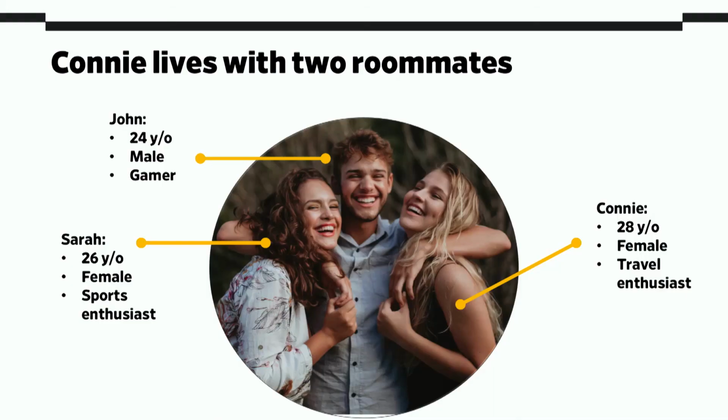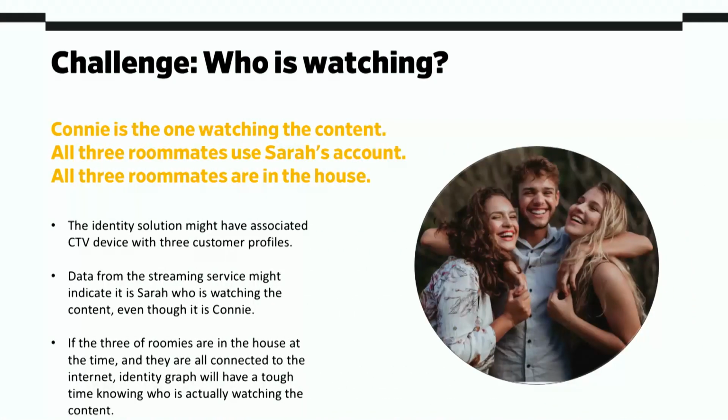It's because connected television and usually OTT streaming is done at a household level, not at an individual user level. So if we're looking at the scenario where Connie actually lives with roommates, John and Sarah, they're all about the same age, but they have very different interests, and obviously they're not all the same gender. So how do you know who's actually watching the connected television device at the time that you want to serve the ad? So that's the challenge.